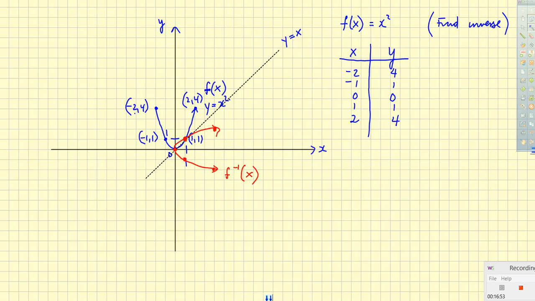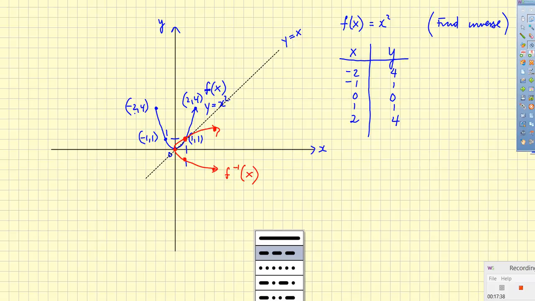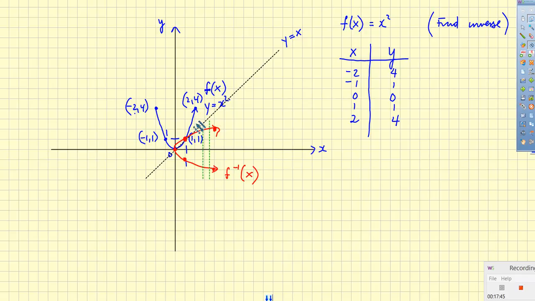And if I perform the vertical line test on this graph right now, okay, I'm going to do that in green. If I perform the vertical line test on this, what I see happening is that my red graph, or my inverse function, is not a function at all. It's not a function because for every value of x that I have, I'm getting two values of y, and that can't happen.